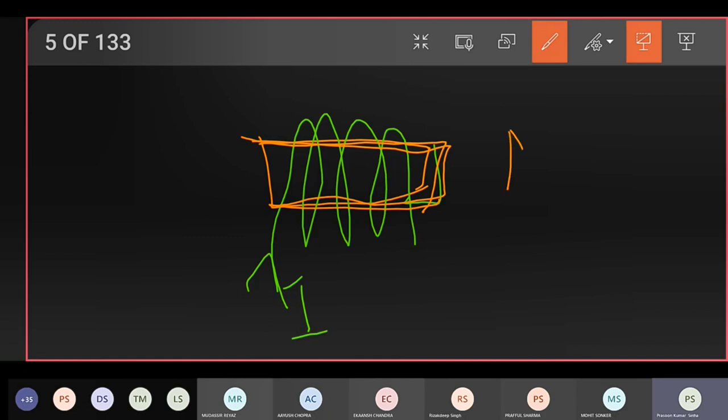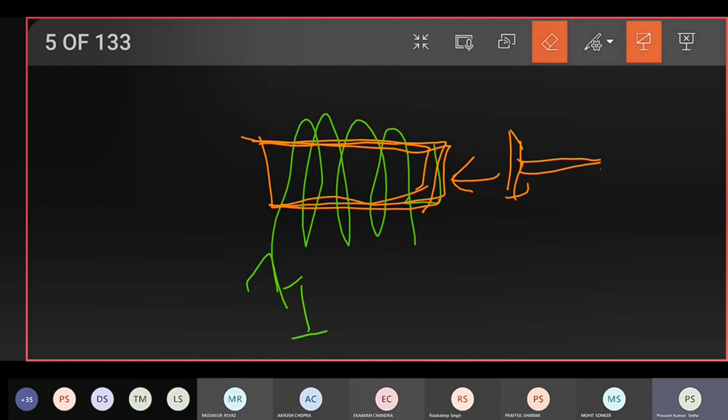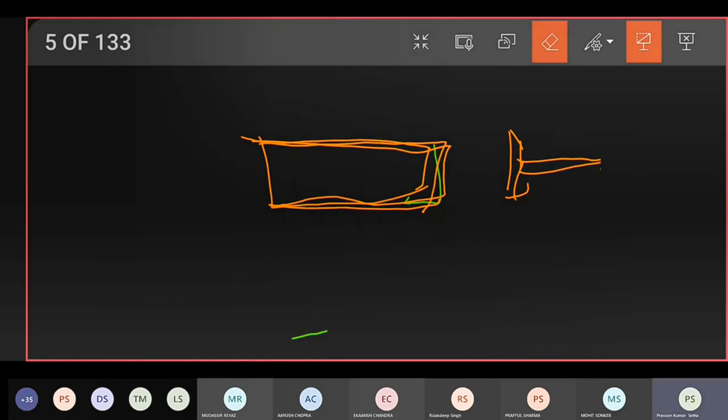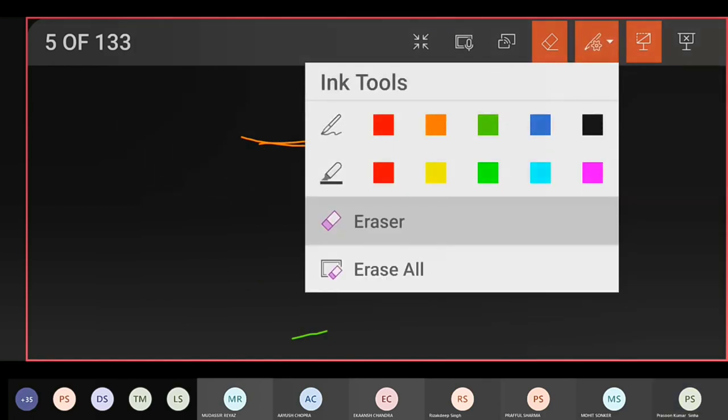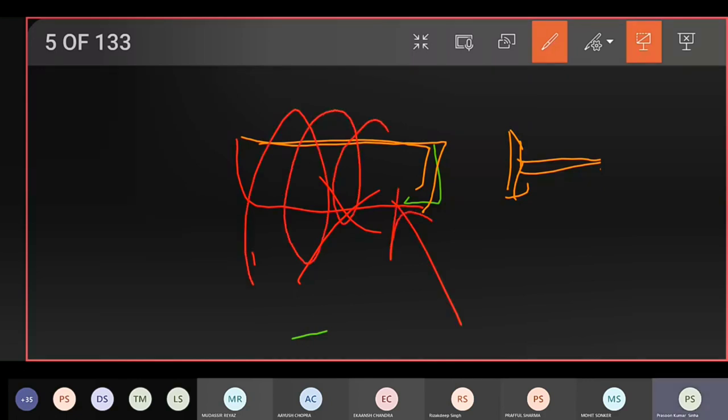Agar maine yahan pe keel rakhi thi, it pulls it here. But when we stop the current, when we remove the current, this also goes away. This is no longer a magnet. Koi magnetic effect nahi raha. Jab tak magnetic field tha, tab tak ye magnet raha. Humne ye field hataya, ye magnetism gayi.